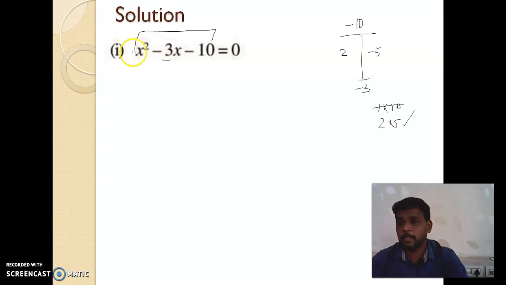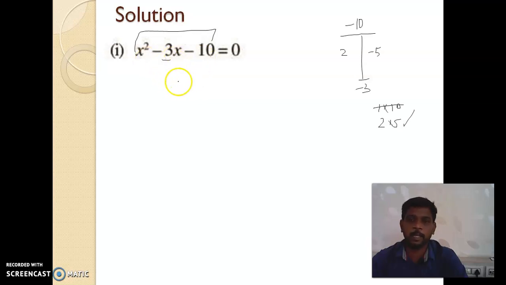So in front of x squared, if there is any number other than one, you can divide the factors by that number. Otherwise, leave it. Here, in front of x squared, only 1 is there, so leave it. Now we can add the variable with these two factors, that's it.